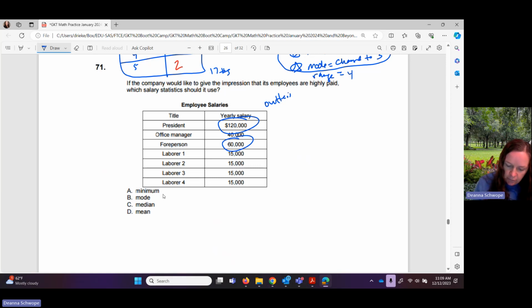I calculated these previously. So the minimum is 15, mode is 15, median is actually 15. With the outliers, the average is 40,000. So they could say we have an average salary of 40,000, but if you look at that, most people make way less than that. So just help yourself out. If you're looking for things with outliers, it probably has something to do with the mean.